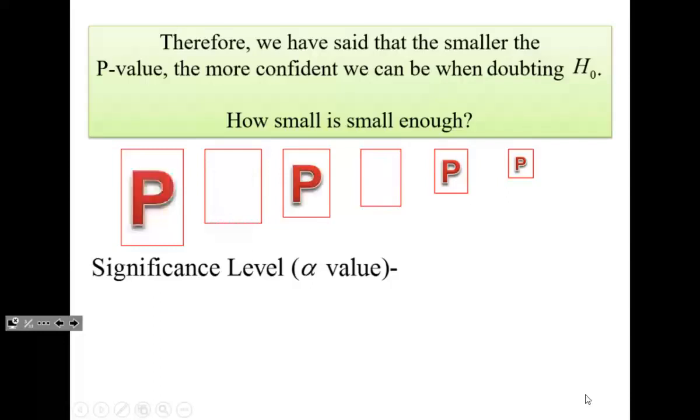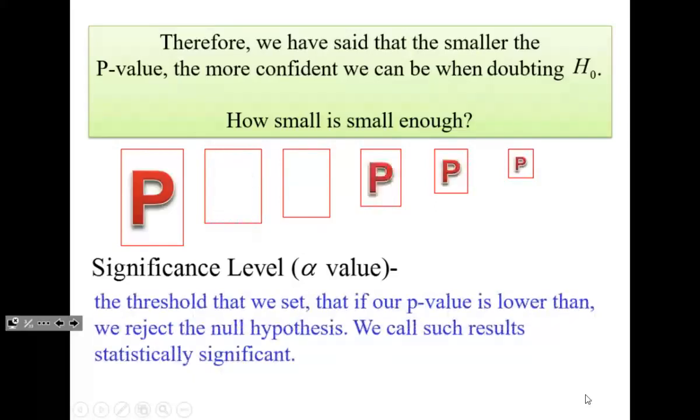But the question is, how small of a p-value do I need? And we haven't really gotten too much into that. We've been talking about how we want these small p-values because it'll help me out. The smaller it is, the better the evidence. So we call that the significance level. When we decide how small p needs to be, we're choosing our significance level. And that's also called the alpha value. This is the threshold that we set, that if our p-value is lower than that, we reject the null hypothesis. And then we can call those results statistically significant.